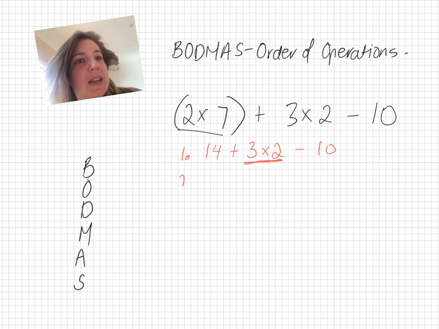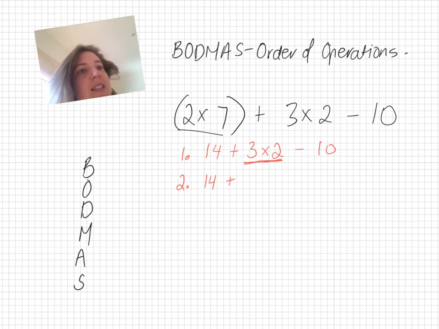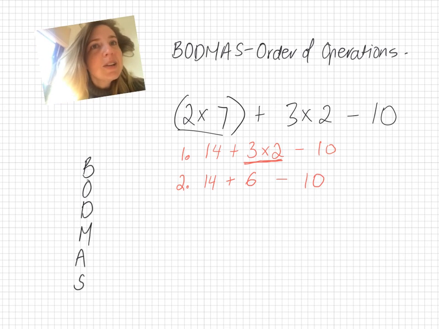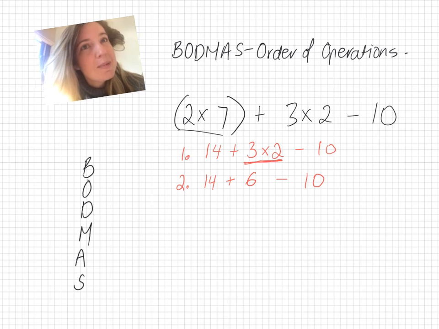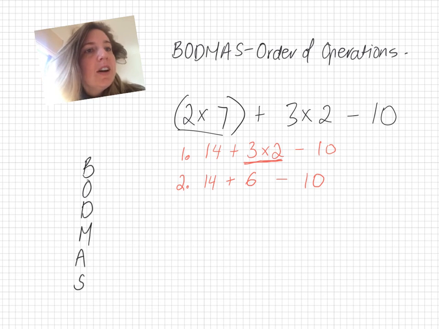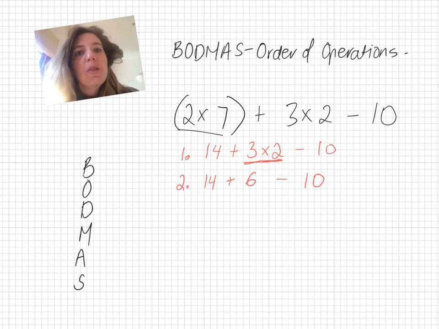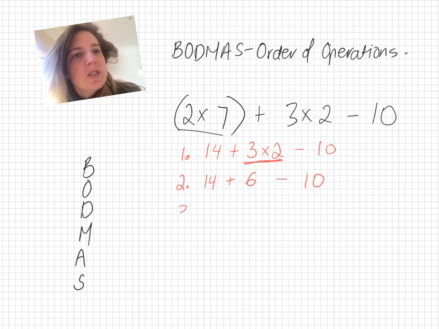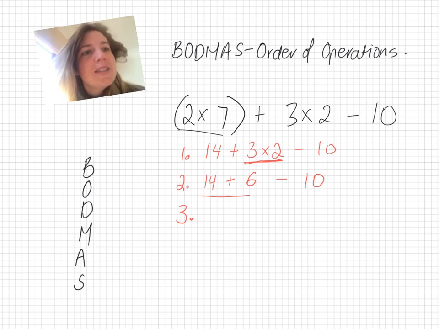So now I'm going to do the second stage. 14 plus 6, take away 10. Okay, so can you see how I did solve the multiplication part and now I've put it all together and now I've only got addition and subtraction to deal with, okay? So let me just get rid of those extra lines I just did. Now I'm on my final stage. 14 plus 6, I know is 20.